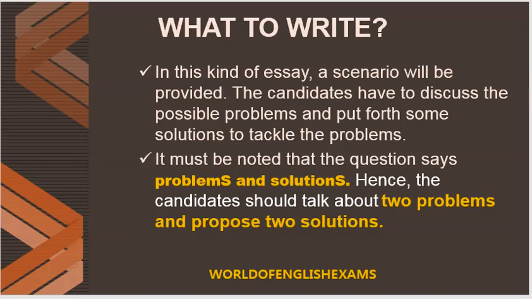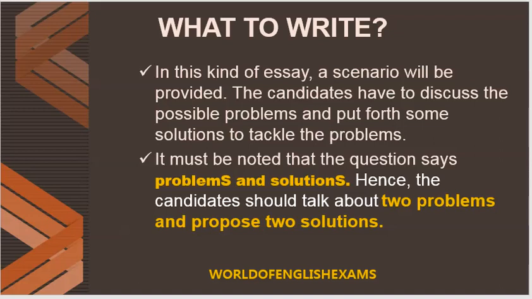So one point which everyone must understand about this question type is the question says problems and solutions. So you must understand that it is not in the singular form, it is in the plural form. Which means that you have to discuss a minimum of 2 problems and give a minimum of 2 solutions. If you just talk about one problem and one solution, unfortunately your score will go down. We don't want that. So this is how you need to understand the question.